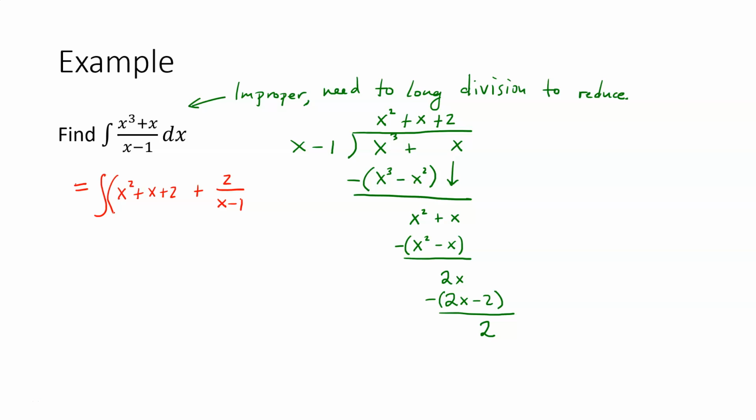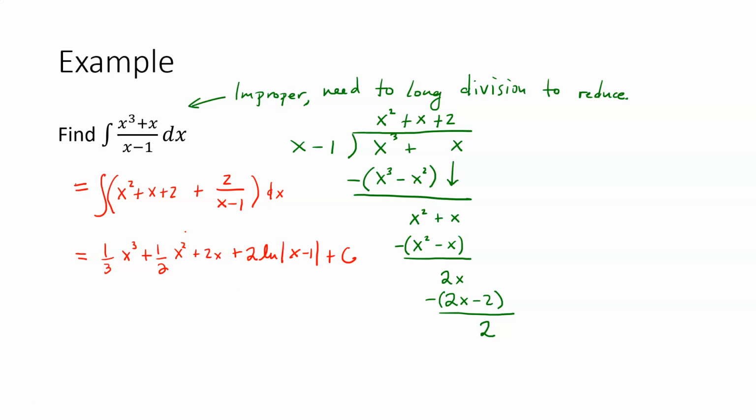Now we've expressed it in a form that's much easier to integrate. So now I can just integrate each term. So x squared, of course, 1/3 x cubed plus 1/2 x squared plus 2x, and then the integral of 2 over x minus 1 will be 2 times the natural log of x minus 1.